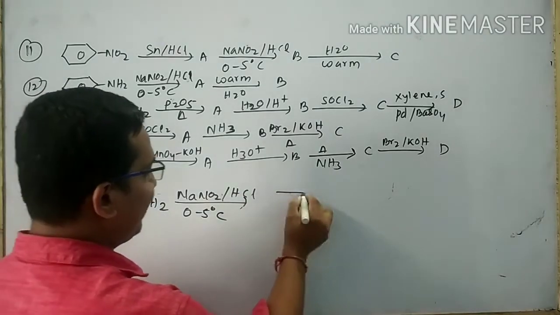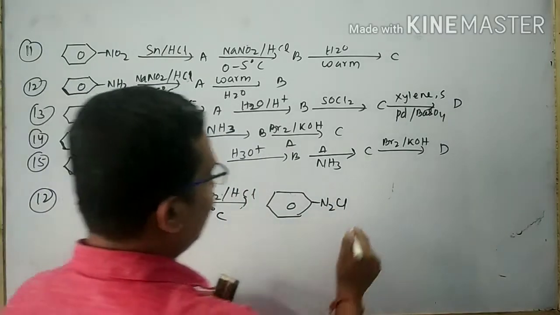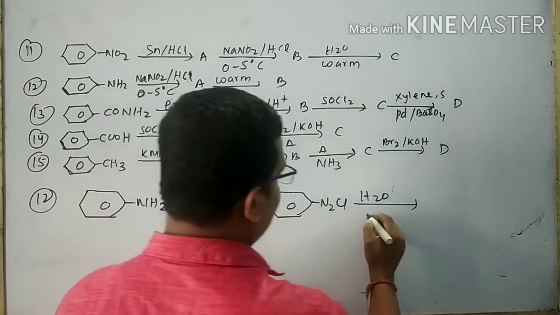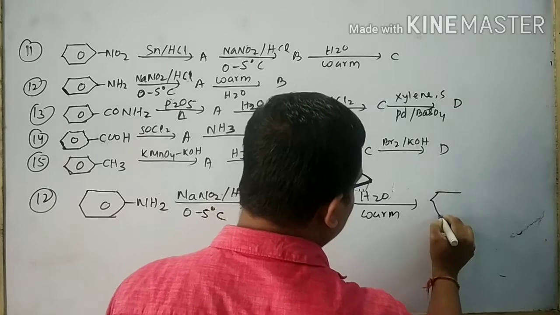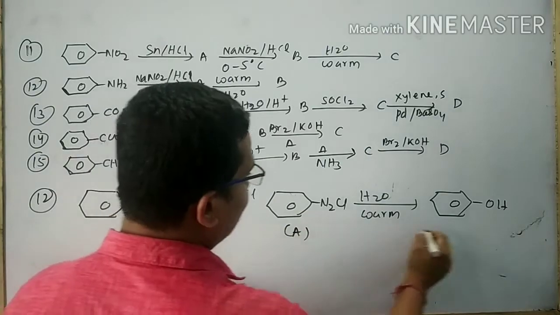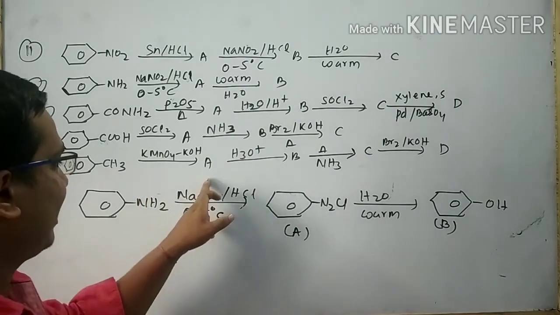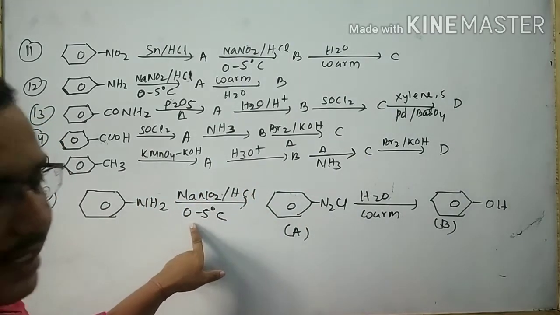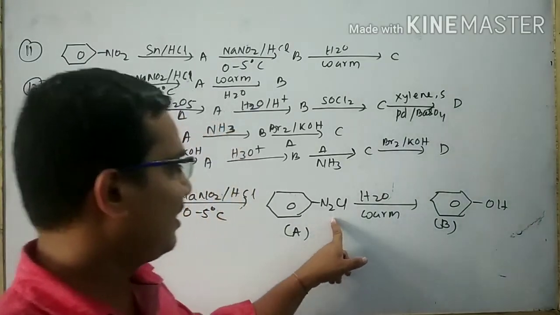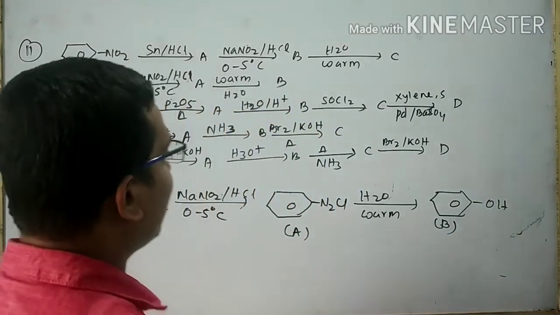A is your BDC. Again, BDC is treated with warm water. As a result, phenol is formed. This is said to be A and this is said to be B. Again I will repeat, aniline reacts with NaNO2 in the presence of HCl at 0 to 5 degrees centigrade. Then BDC is formed, which is considered as the product A. Now A is treated with warm water to produce the product B, which is considered as phenol.